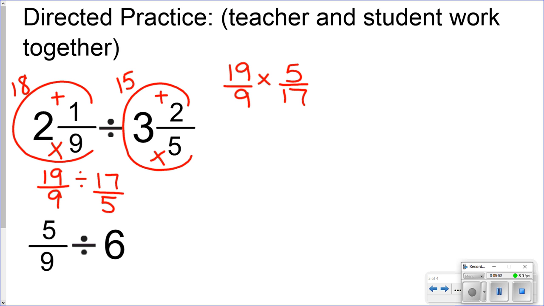None of these numbers can be broken down and simplified, so we are going to just multiply straight across. 19 times 5 is 95. 17 times 9 is 153. The numerator is smaller than the denominator. That is the answer in simplest form.